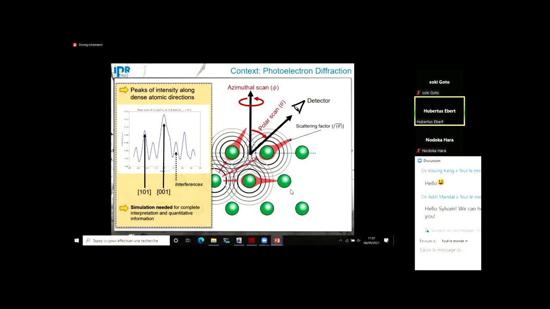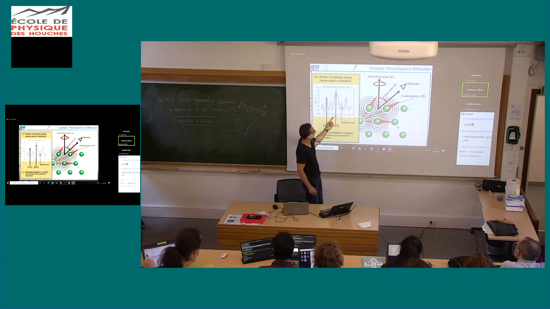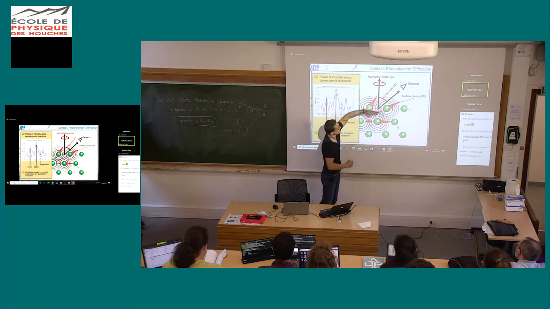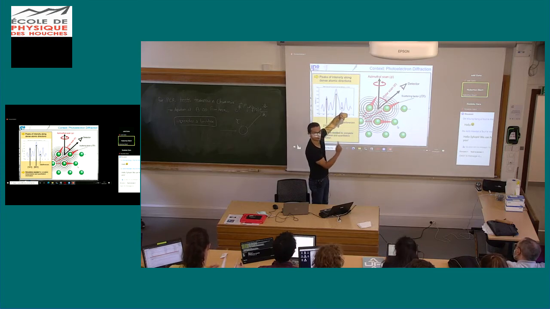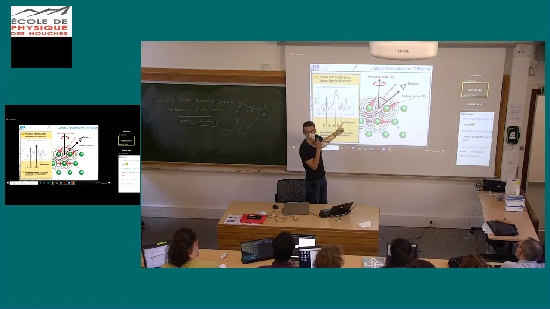It means that you will have a reinforcement of the intensity along dense atomic directions. So if you have a cubic sample, for example, you can make a polar scan, meaning that you rotate the sample. Here is the normal, here is the surface. So you rotate the sample like this, okay? That is the polar scan. You can make an azimuthal scan by rotating the sample like this. For a cubic sample, you will typically have a forward peak at 0 degree, and also a forward peak at 45 degree, due to the cubic cell. And the other peaks are due to interferences.